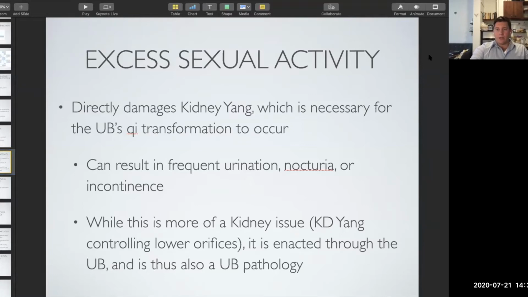Excess sexual activity can also affect the urinary bladder. So too much sexual activity, and here we're talking for men, too much ejaculation damages the kidney yang over time, and you need kidney yang for the urinary bladder to do its qi transformation. So it tends to result in excessive amounts of urination. When you do that qi transformation in the urinary bladder, you've got your turbid fluids, and the qi transformation is taking out the last bit of what is good and really marking the rest for excretion. And in this case, you're just losing extra fluids.